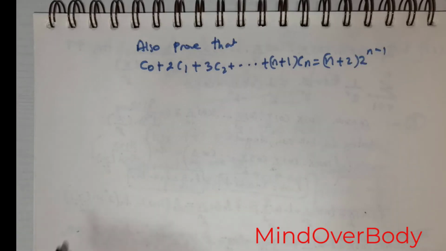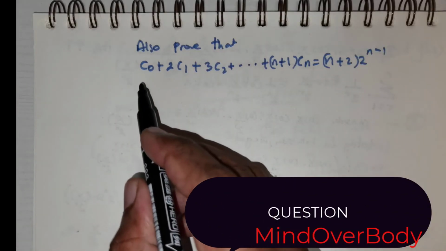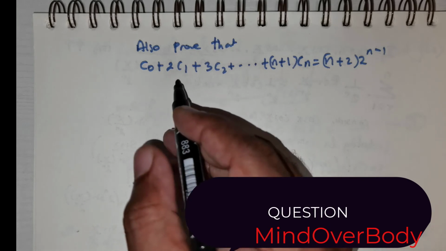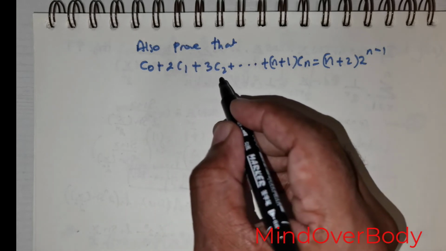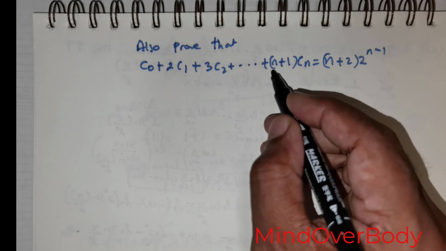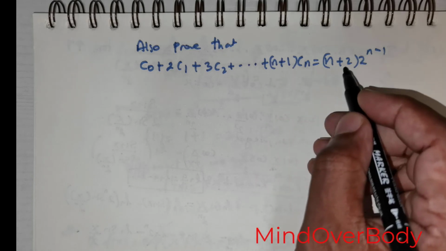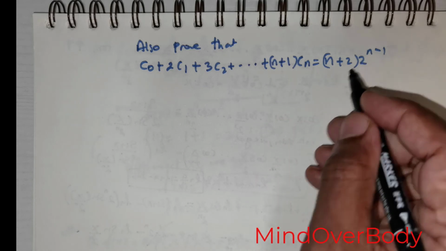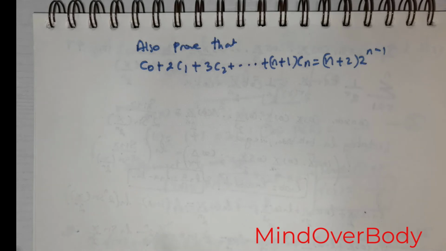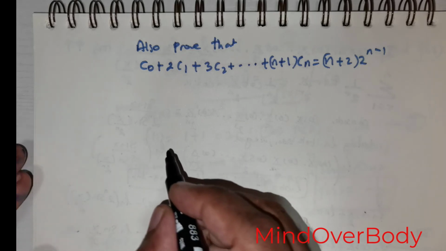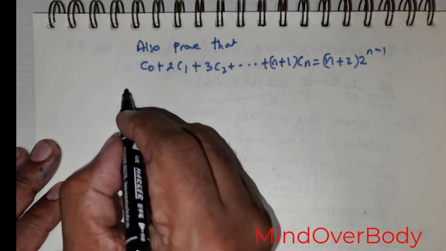If we are expected to also prove this, say c0 + 2c1 + 3c2, etc., up to (n+1)cn is equal to (n+2) times 2 raised to the power of n-1, then we can also achieve this result.